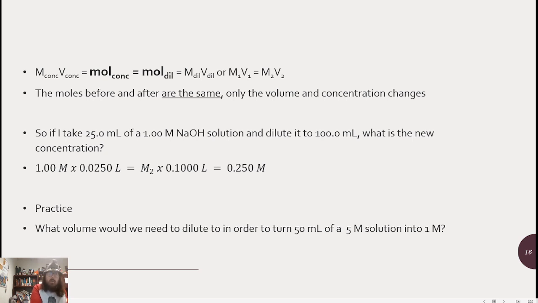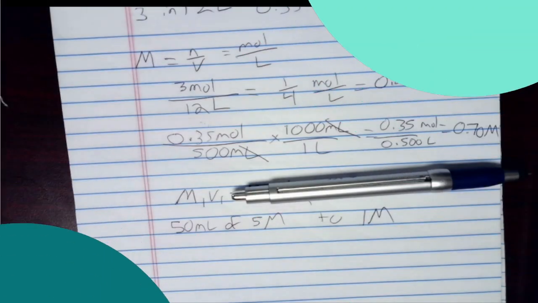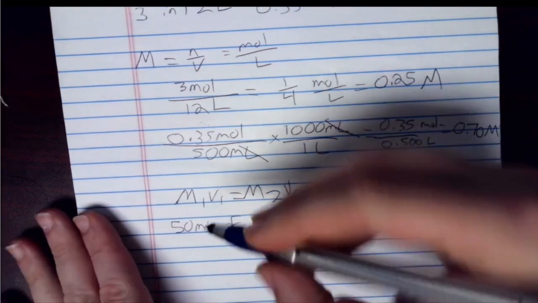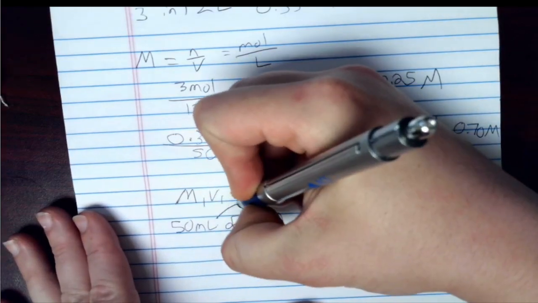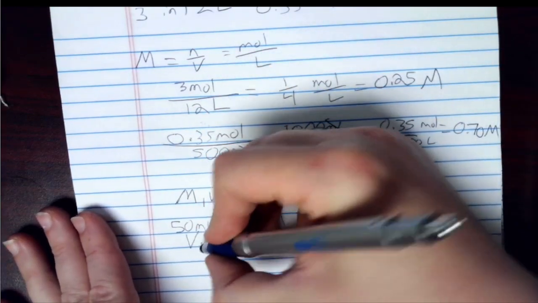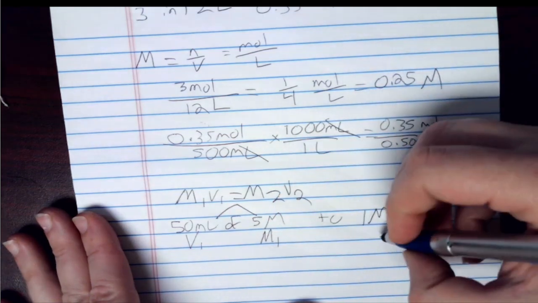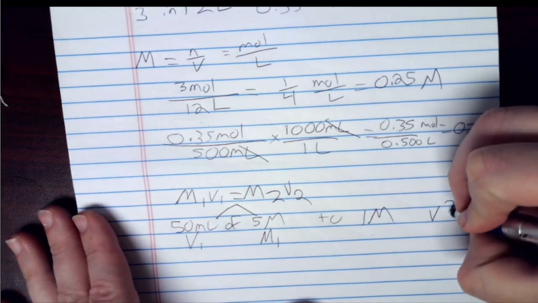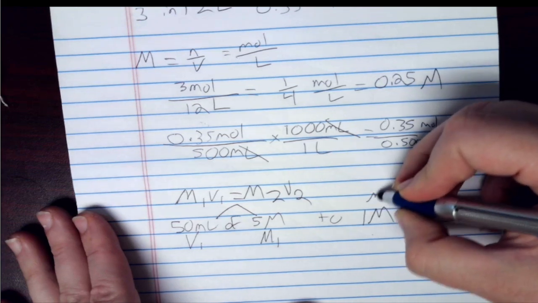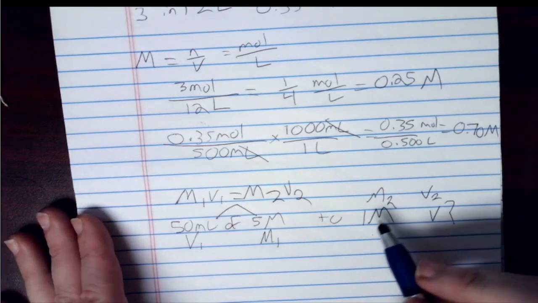So what volume would I need to dilute to turn 50 mils of 5 molar to 1 molar? Now let's once again go to the document camera. So these guys are related. This is our V1. This is our M1. We want to know the volume. That's our V2. So this must be our M2 because that's the descriptive concentration.